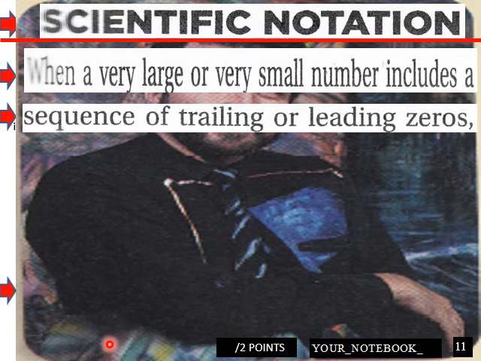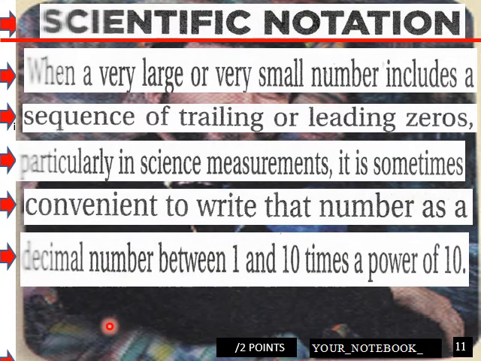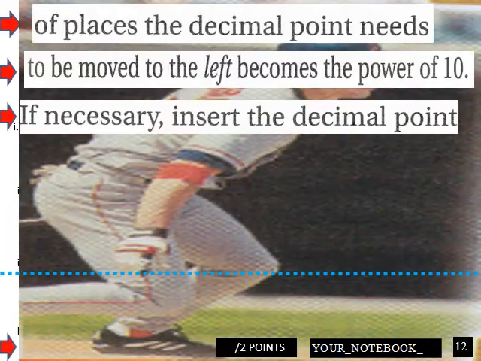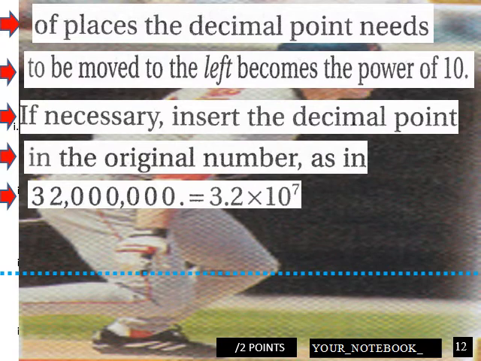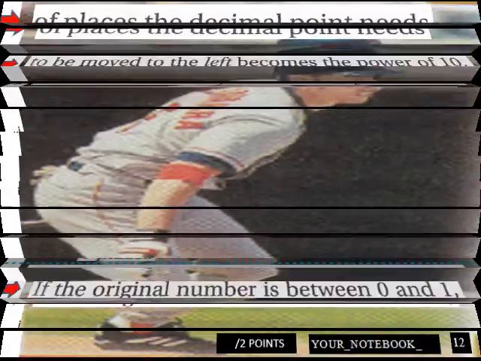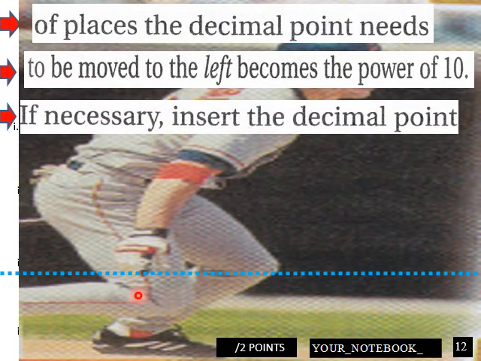Scientific notation: when a number is very large or very small, it is sometimes convenient to write that number as a decimal times a power of 10. Move left, powers of 10 positive; moved right, negative. So 32 million here would be 3.2 times 10 to the 7th. 7 places. If the original number is between 0 and 1, the decimal point needs to be moved to the right, and the power of 10 becomes negative.